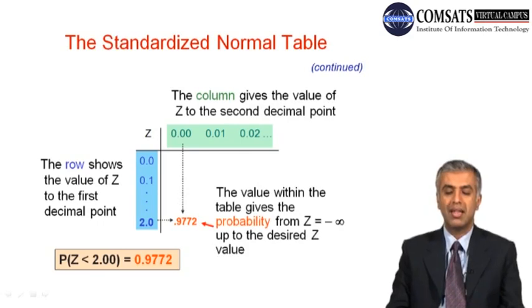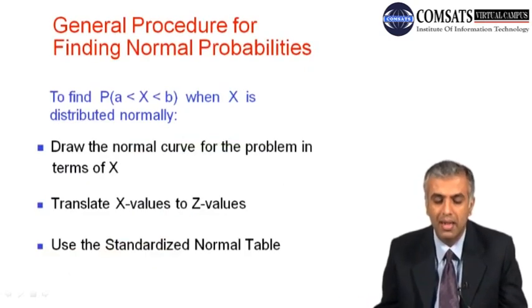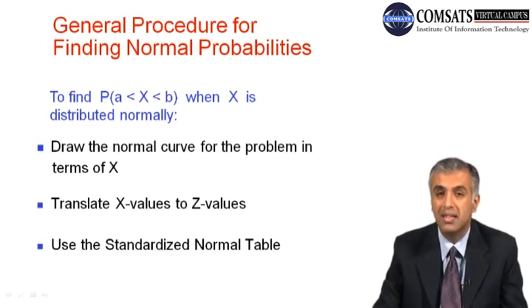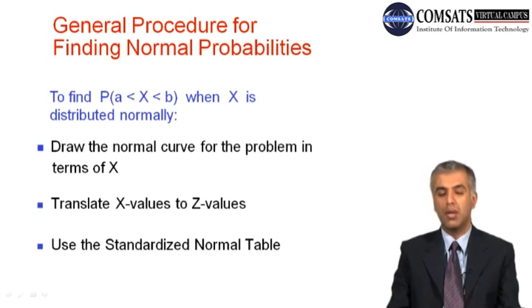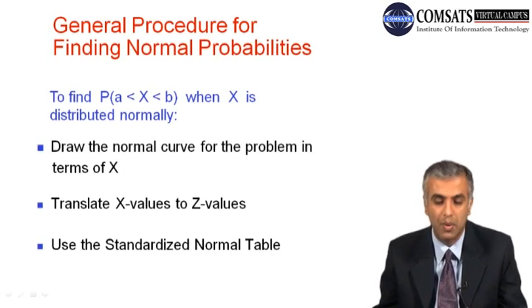So this is the way we use the standardized normal table to calculate the value of z and ultimately solve our problems. Now, the general procedure to find normal probabilities is easy. First you draw the normal curve for the problem in terms of x. Then you translate the x values into z values. These z values can be easily calculated from the formula we discussed before. And then we use the standardized normal table to find the required value.